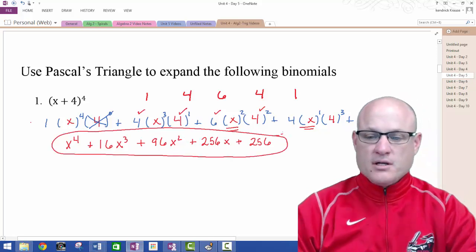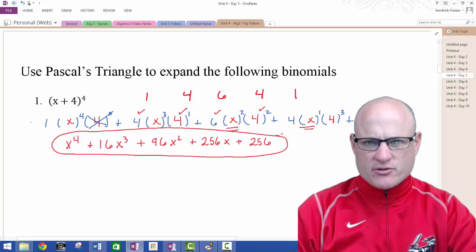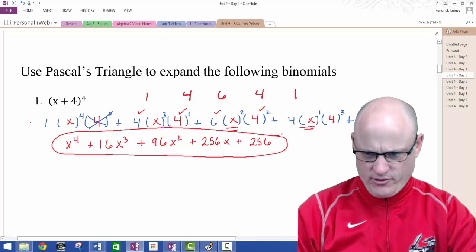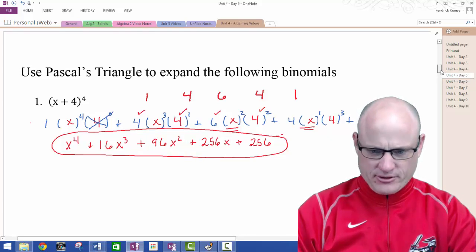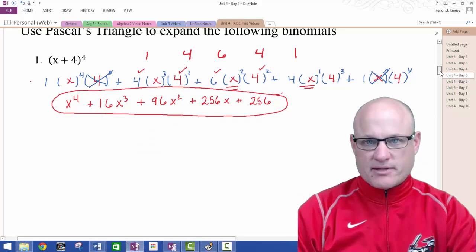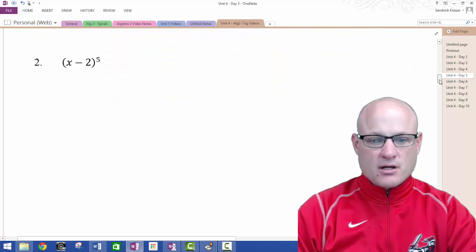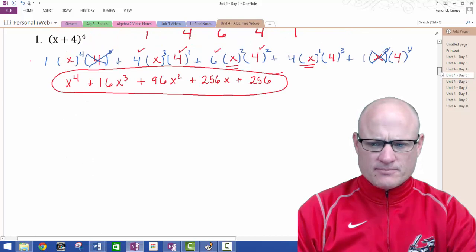That's it. So it's tedious. It's kind of a pain. Normally the Regents exams, or even other exams, don't ask you to expand it out. They'll ask for one term or another, but we're going to talk about how to expand the entire thing out, and then you can pick whichever term you want. All right, so the next one.